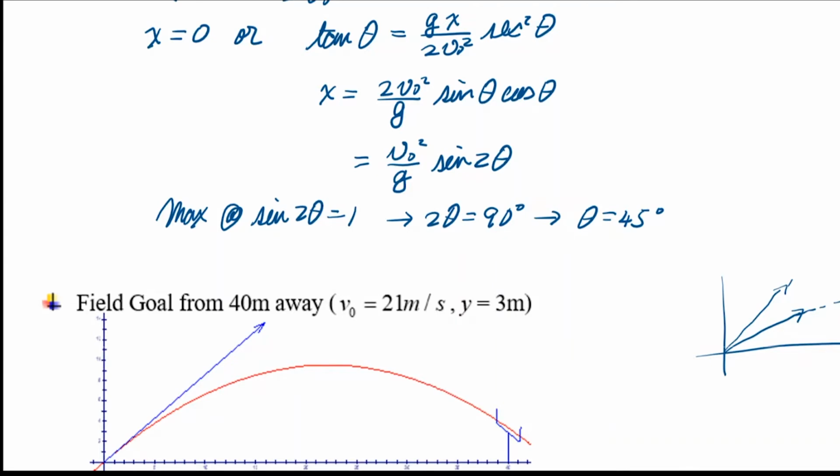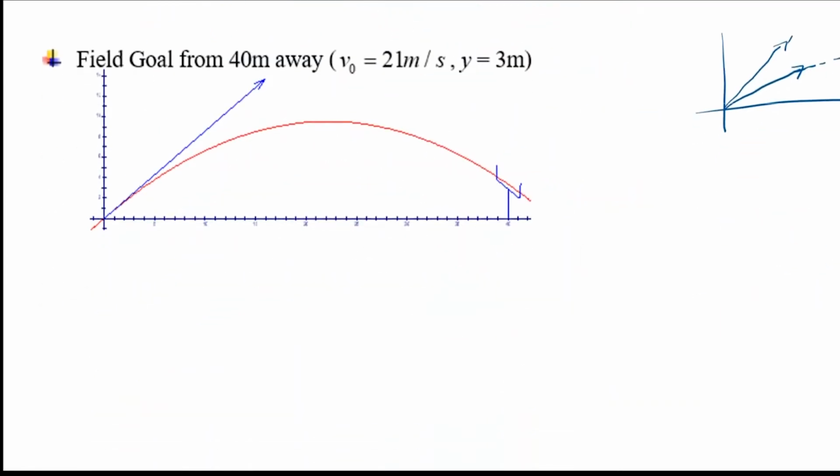Okay, then let's try to kick a field goal. In this problem, you're kicking it at 21 meters per second. I think that's the maximum leg of that kicker.